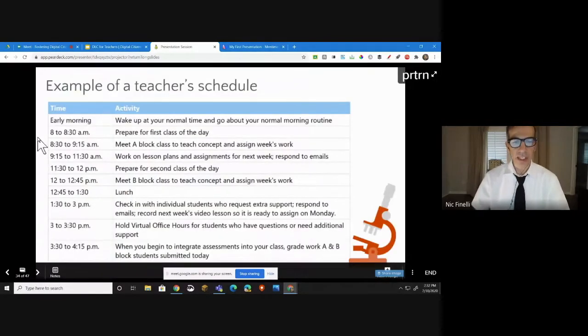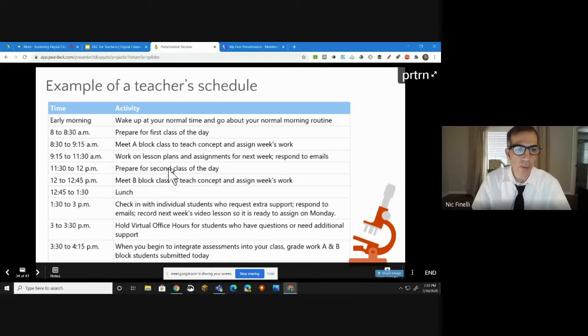Here's an example of a teacher's schedule. If you're working totally online and they're online, you might wake up, prepare for your first class, meet live with the class, teach something, assign the work, and then they're independent, right? From that point on, you are either working on other lesson plans, checking and responding to emails, maybe sending out notifications for another class, but you're basically monitoring what's going on.